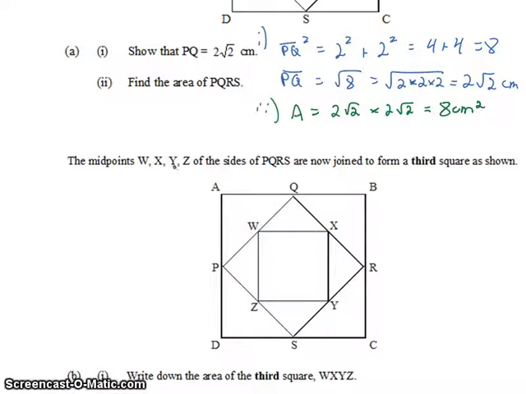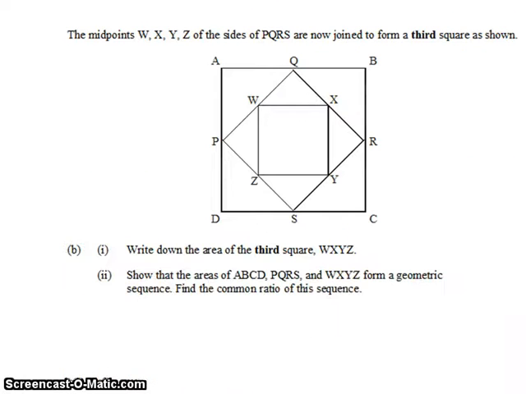Moving on, we now find the midpoints of PQ, QR, RS, and SP and form a third square. We want to write down the area of the third square, and we'll do it in the same way. If this PQ is 2 root 2, then again it's pretty safe to say that half the distance of 2 root 2 is just root 2. And so WX is again the hypotenuse of another right angle triangle.